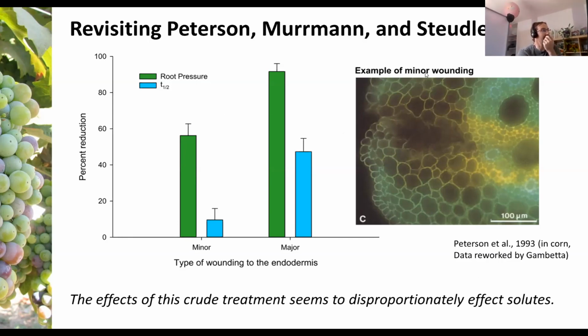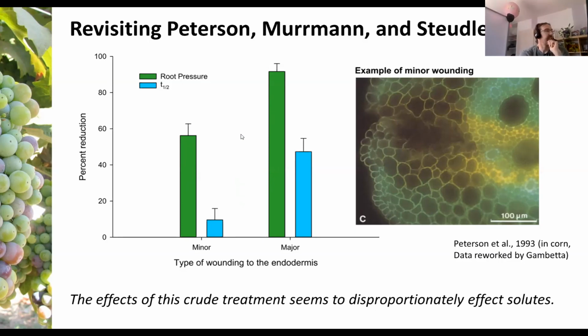I put in here an example of the minor wounding treatment. That's these bars on the left of the graph. There was a major wounding treatment though. And in that treatment, they like got in there with a razor blade and scrape off root structures. And this is pretty brutal, right? But the result is kind of interesting.